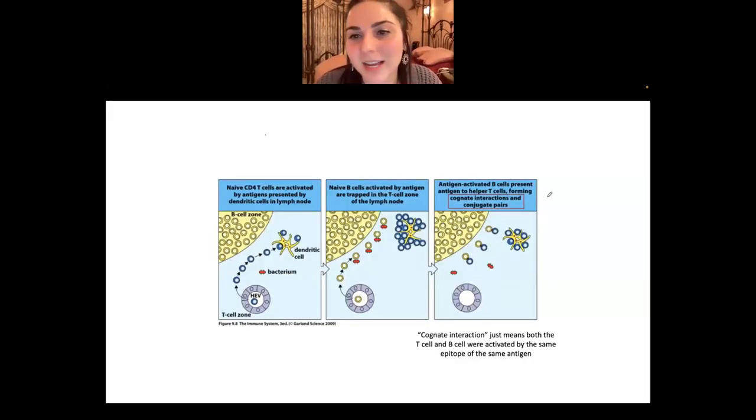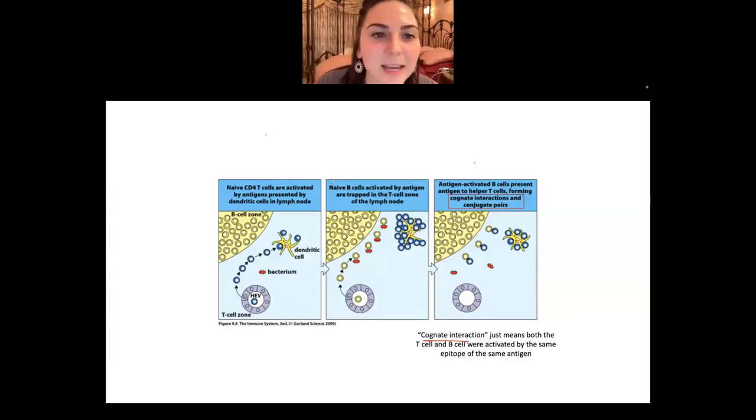Another name for a conjugate pair is a cognate interaction. I just can't really say that, but it's the same terminology. So the conjugate pairs are having a cognate interaction. It's just silly terminology, but it's the same thing. A cognate interaction means that we have a conjugate pair, basically.